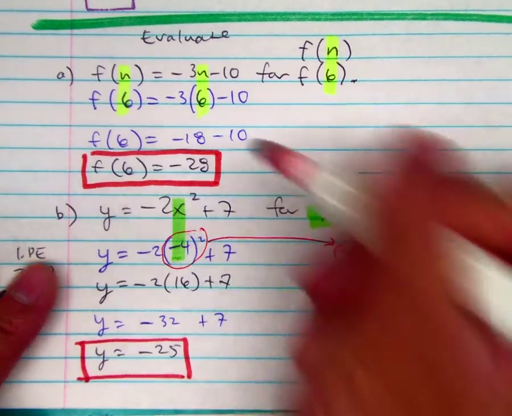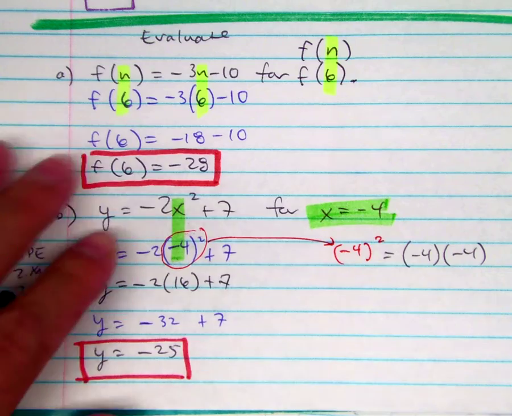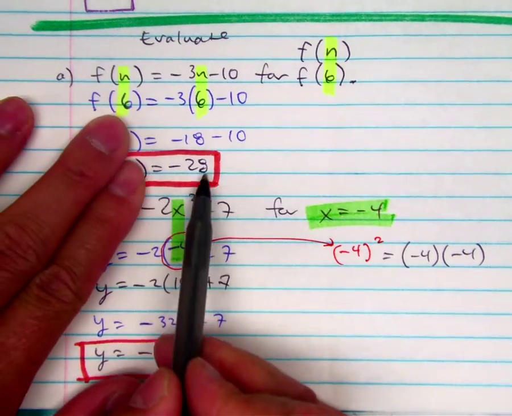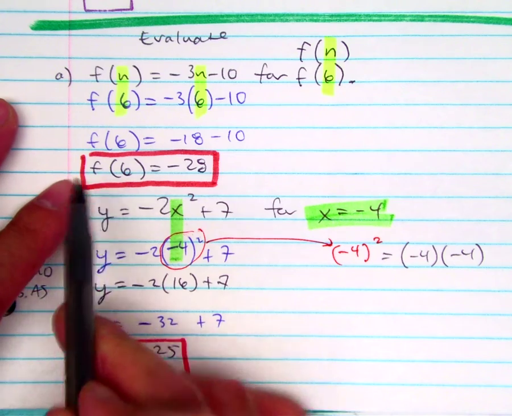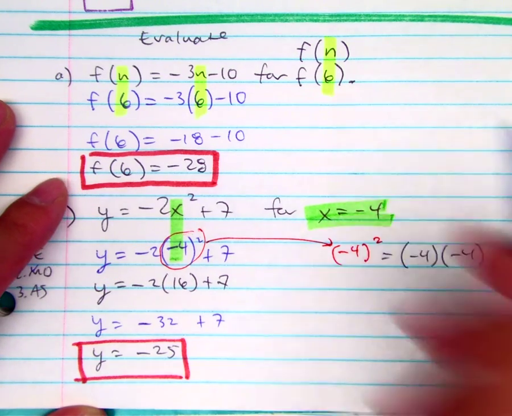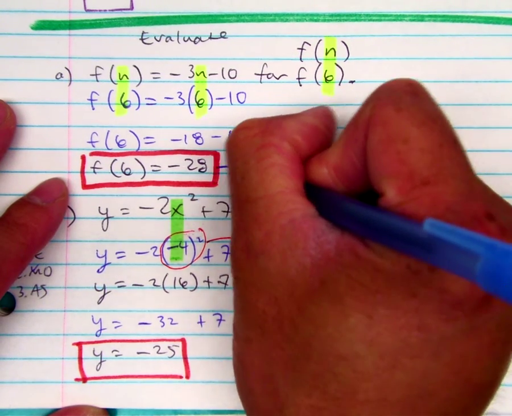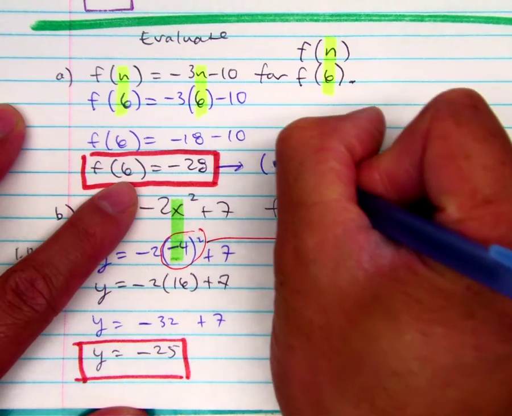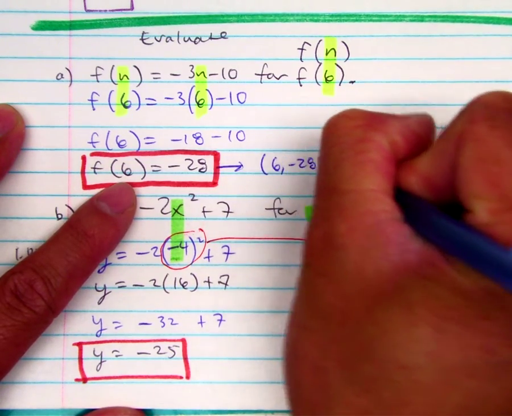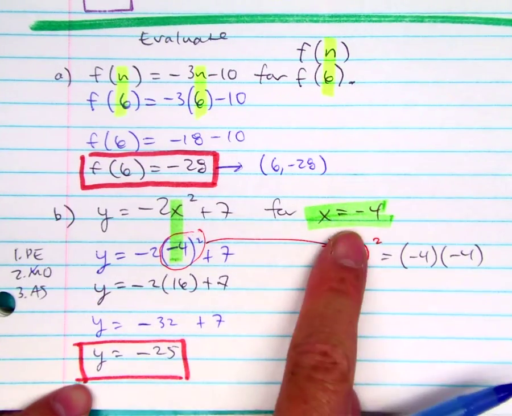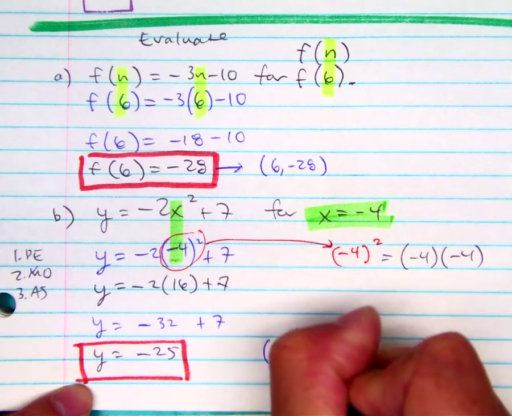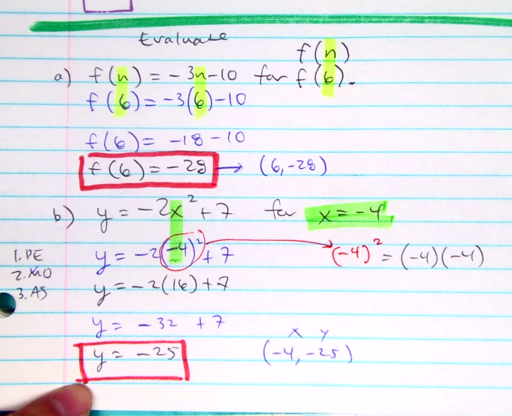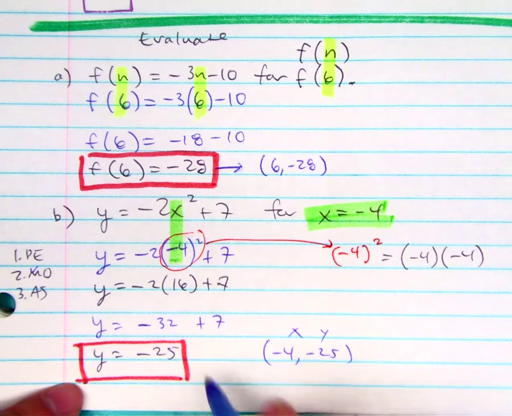So yesterday we kind of just said the answer was -28, right? But we have this function notation in front. And why am I going to need that? And you've already done this in your previous math class. This is just really an ordered pair, 6 comma negative 28. And this over here is an ordered pair, negative 4 comma negative 25. Do you remember the ordered pairs that you graph on the x and y axis? Okay, so that's what it's kind of leading towards.